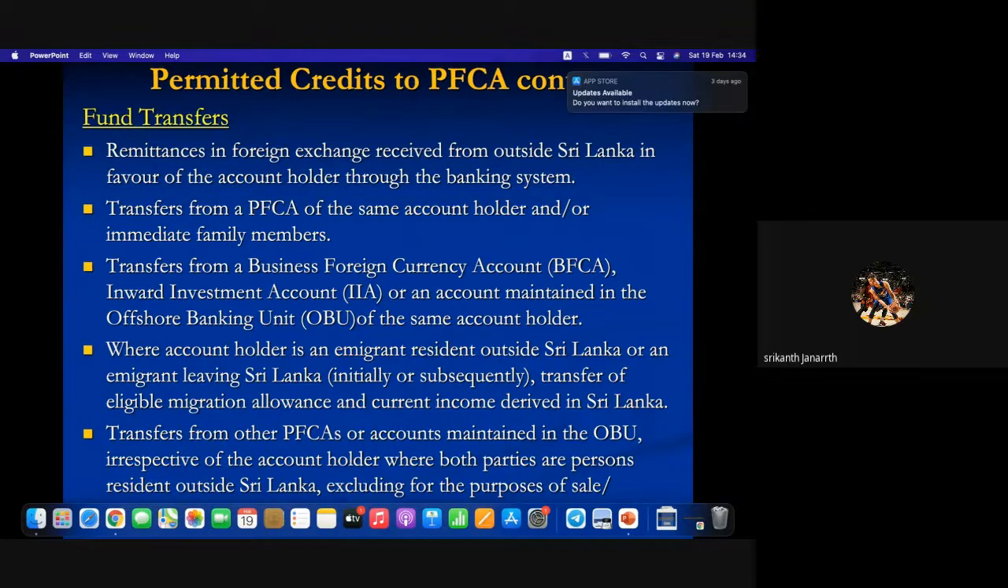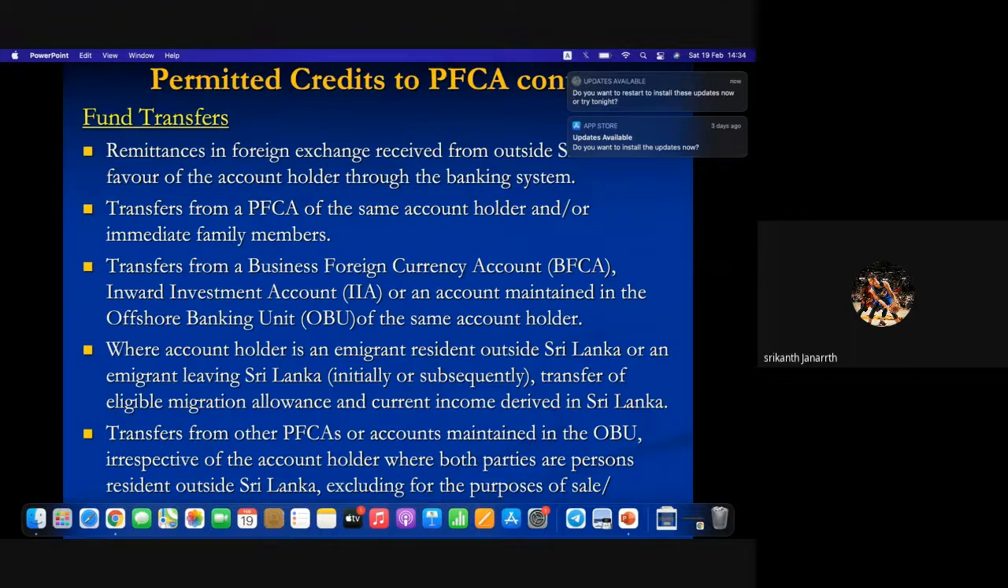Then you can see the offshore banking account. What is that offshore banking account? Sometimes there is a person, the same person. If I take myself as an example, I give you all three options as mine. IIA, because I work in the Middle East. BFC, because I provide services. Personal foreign currency account, because I'm a resident here, right?